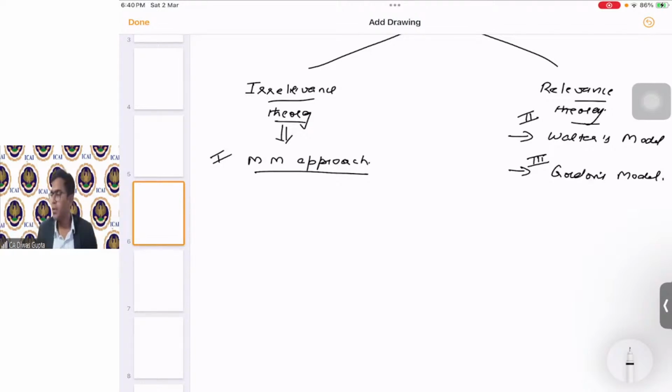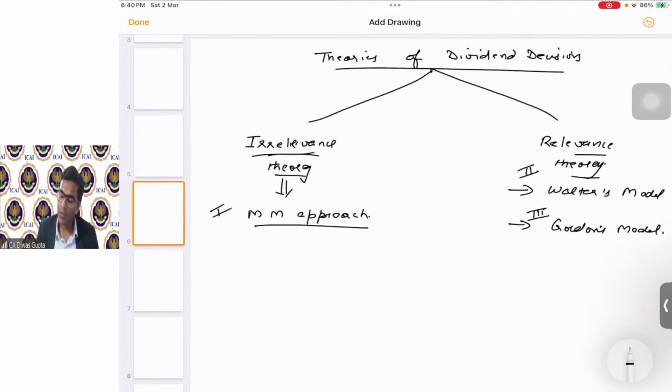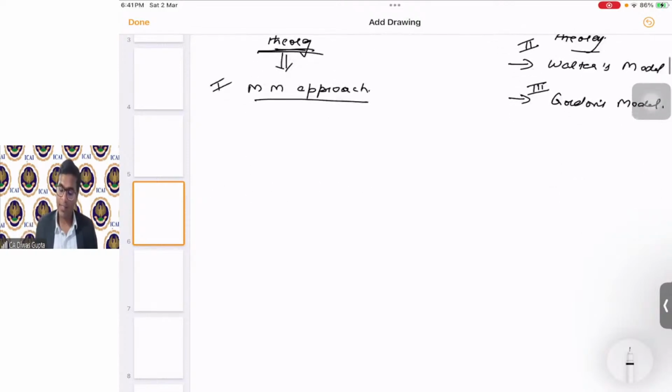Okay, students. Now Srinivasan is asking, do you think that the market is much efficient? Now, if you see, irrelevance theory has a very basic assumption that from the market perspective, it has to be 100% efficient. Then only the approach will work. Okay. Now, what is the approach, students? Let us try to understand.